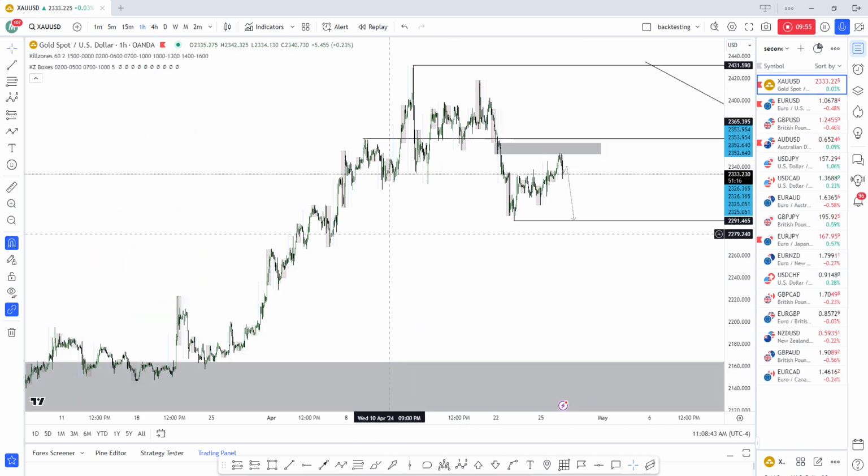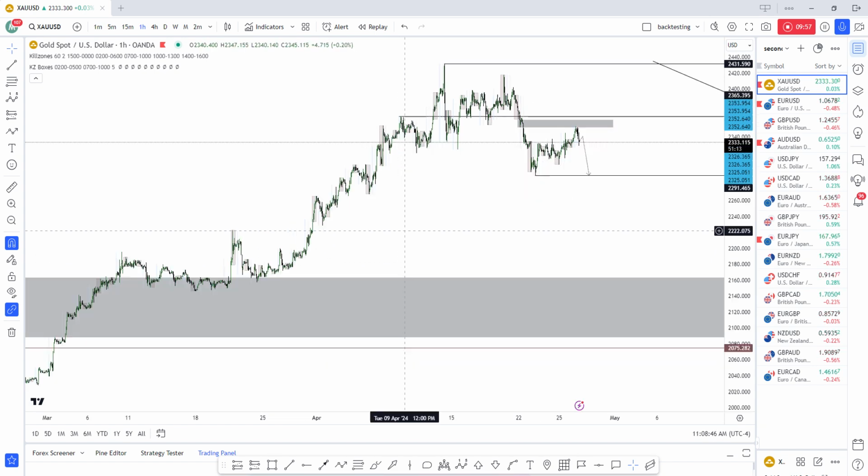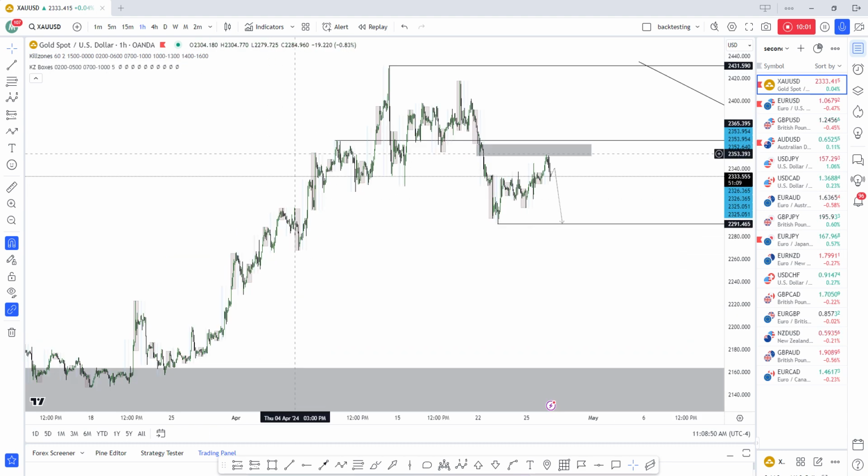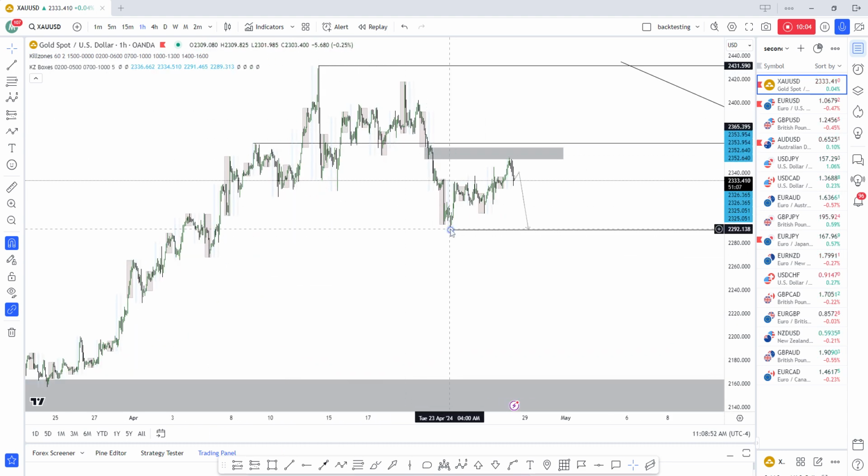So where am I going to be looking for a buy again on this gold? It depends on what the market is giving me, but I think our next target on the gold will be on this down, on this place.